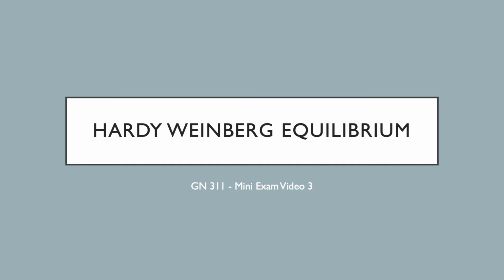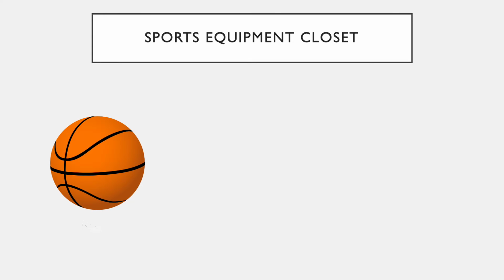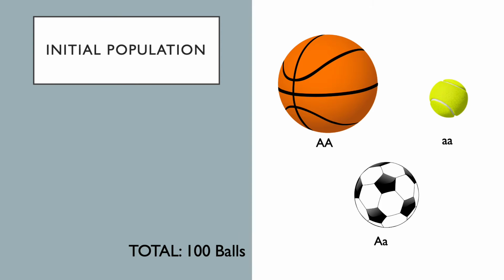In this video, we will talk about the Hardy Weinberg Equilibrium. Our habitat is a sports equipment closet where we have our basketballs, big A big A genotype, soccer balls, big A little a, and tennis balls, little a little a. The sports balls are diploid organisms that reproduce through mating. Initially, we have 100 balls broken into 16 basketballs, 48 soccer balls, and 36 tennis balls.